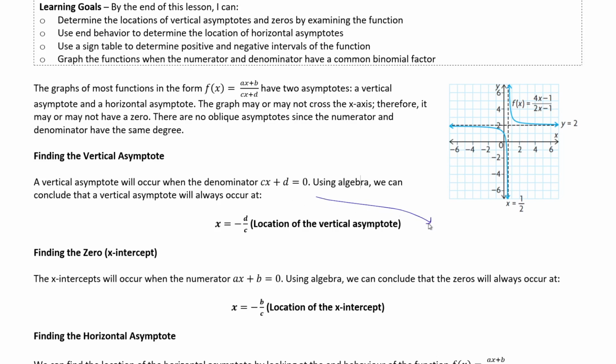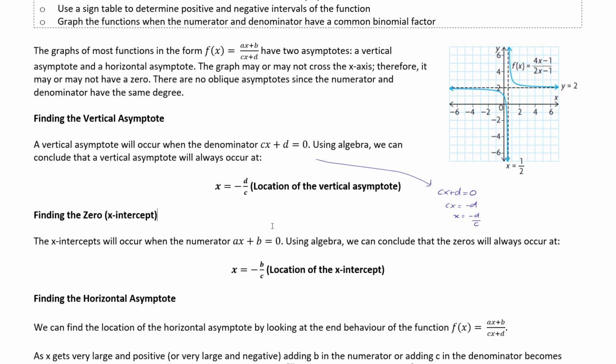So cx plus d will equal 0 in the denominator for our vertical asymptote. Then we do cx is equal to negative d, and then x is equal to negative d over c. And that's what we have right here. So when we want to find the vertical asymptote of the function, we set cx plus d equal to 0, and we solve for x.